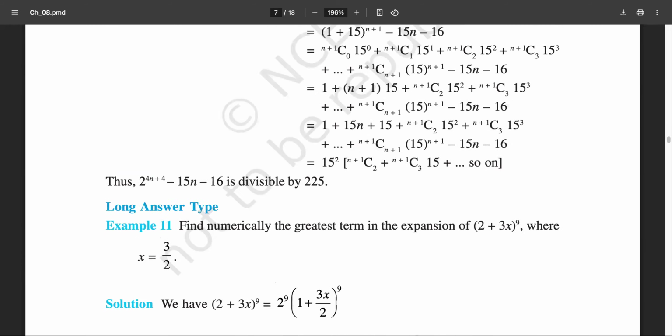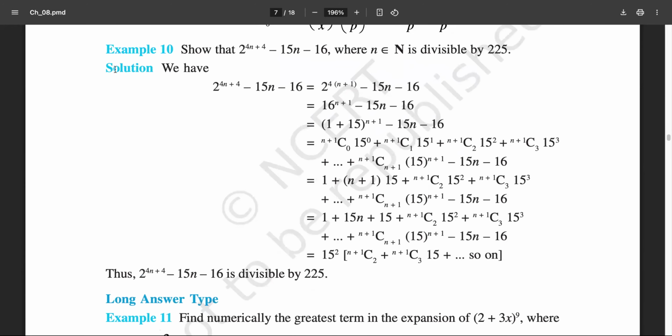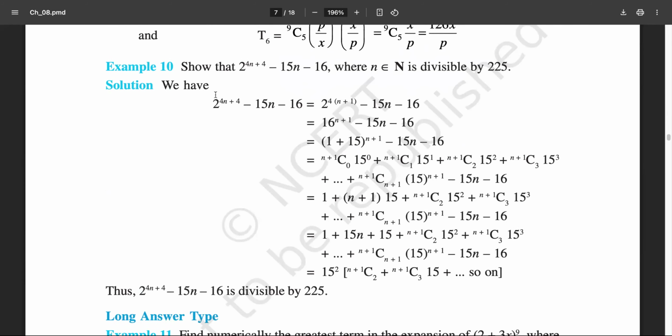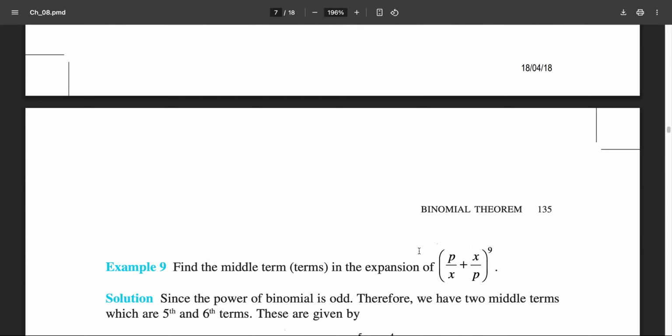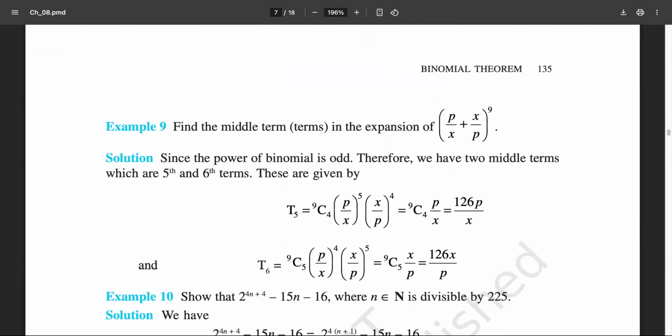How many examples are there? 8, 9. More than 10 examples are directly given, so you can try and solve these. It will become an easy option for you, because the solutions and the questions are both given. If you still don't understand, you can tell me in the next class.